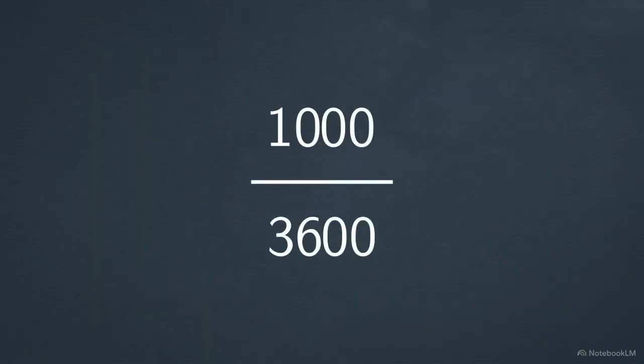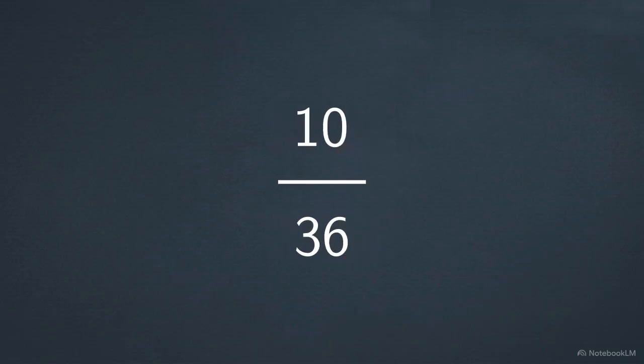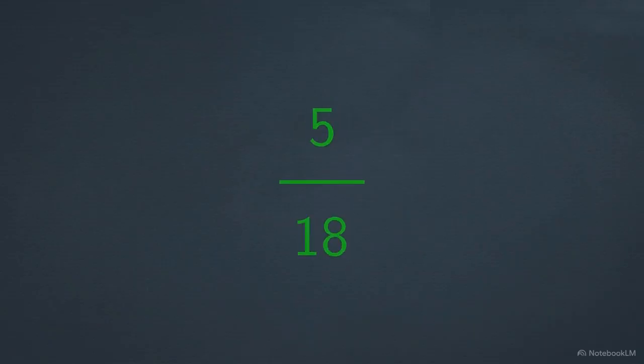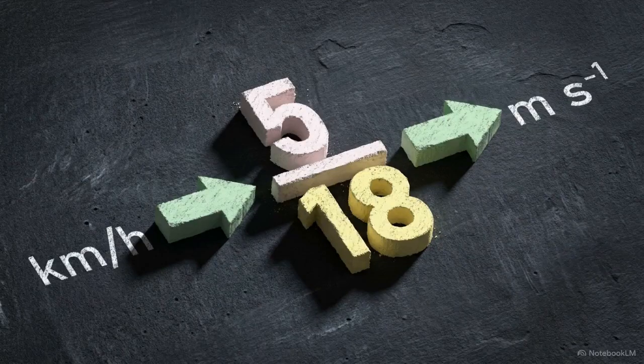We can simplify this fraction right away. By dividing the top and bottom by 100, we cross out the two trailing zeros on both numbers. This leaves us with a much cleaner 10 over 36. Both 10 and 36 are even numbers, so we divide them by 2. 10 divided by 2 is 5, and 36 divided by 2 is 18. We now have 5 over 18.